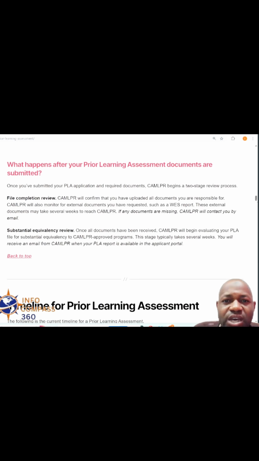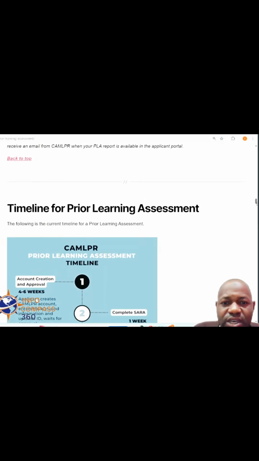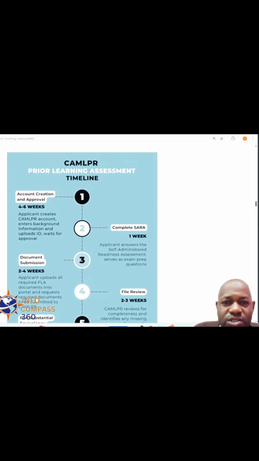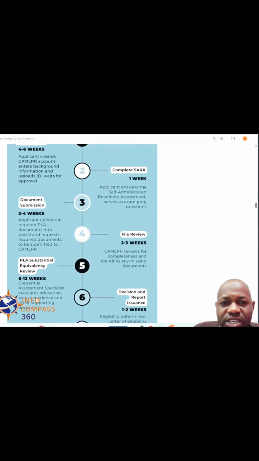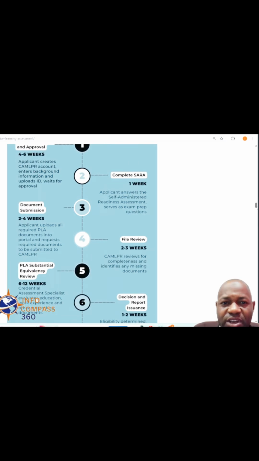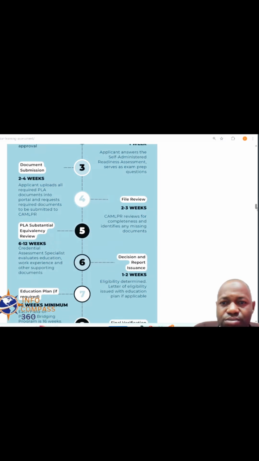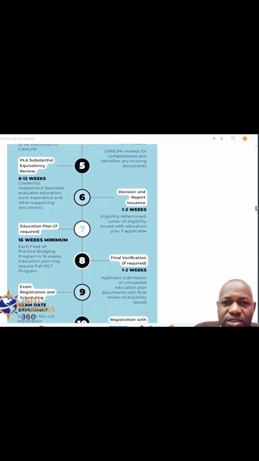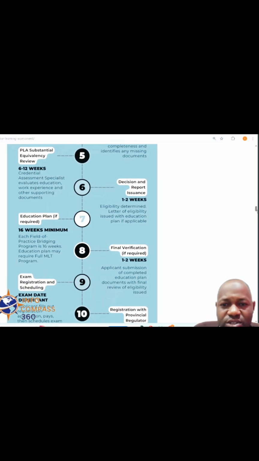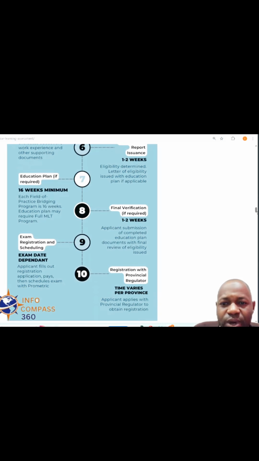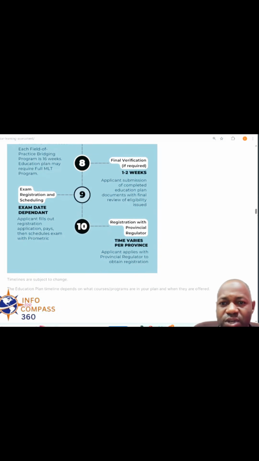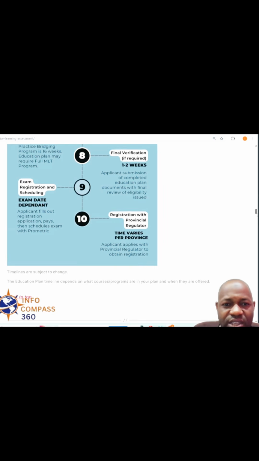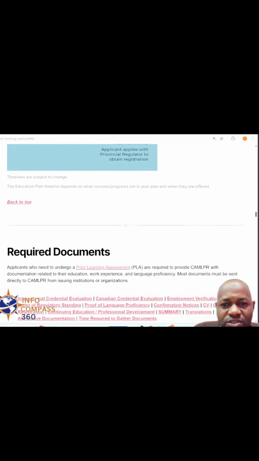So what happens after your PLA documents are submitted? You see there is a kind of timeline, a breakdown of the PLA timeline in weeks, and you can see the breakdown from account creation to your submission of documents, to the review of the file, equivalency determination decision, education plan if required, the final verification, as well as exam registration and scheduling, and finally registering with the provincial regulators.